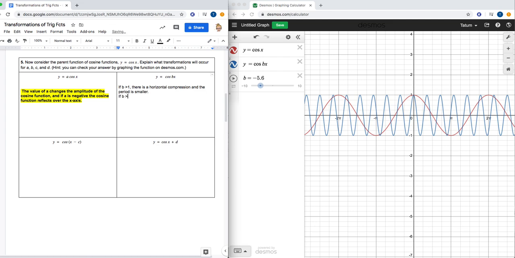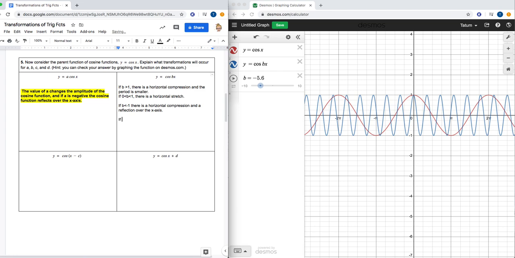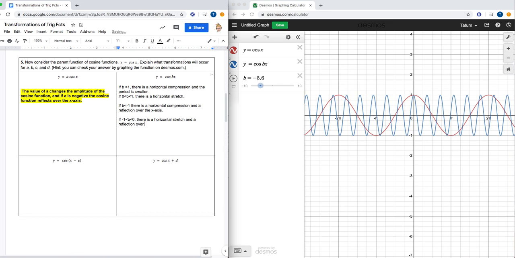If b is between 0 and 1, there is a horizontal stretch. Then if b is less than -1, there is a horizontal compression and a reflection over the x-axis. Then if b is between 0 and -1, so -1 is less than b, which is less than 0, there is a horizontal stretch and a reflection over the x-axis.